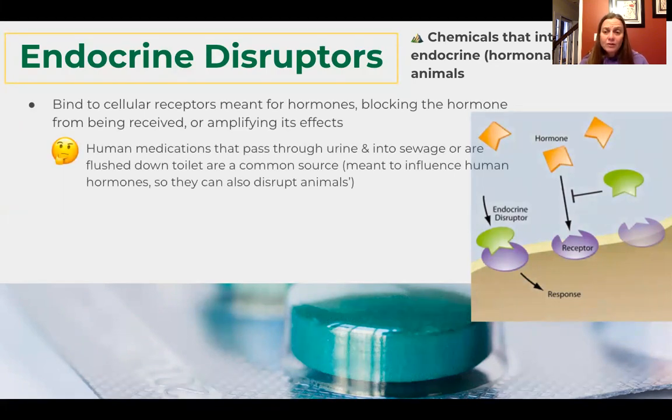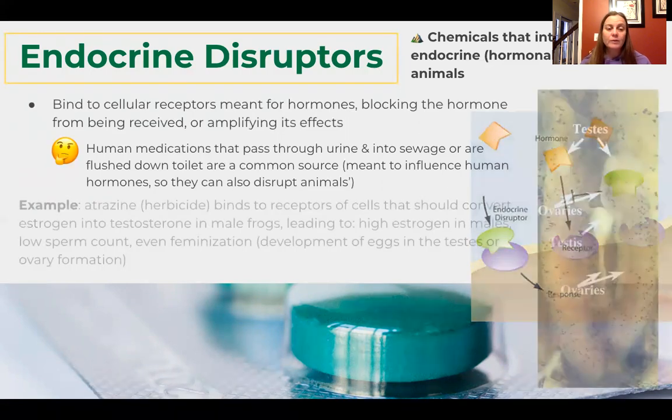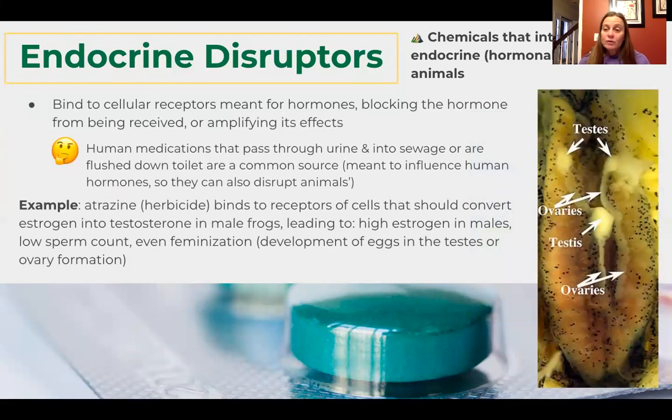One of the most common sources of endocrine disruptors in our water systems is human medications that either pass through our urine and into sewage or occasionally are flushed down toilets. Because these are medications that frequently influence human hormones, they can also disrupt animal hormones. However, there are also a lot of other sources of endocrine disruptors.